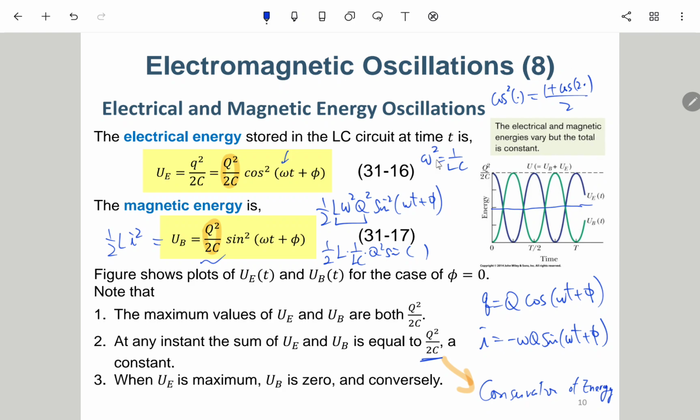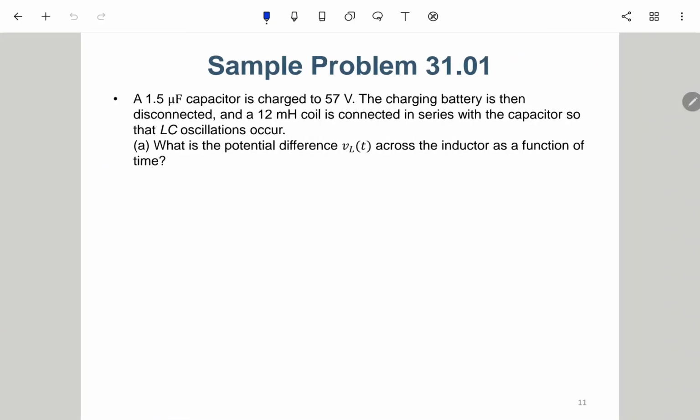就是大概是这意思。Okay, so far any questions? 有没有问题？Okay, so now we have a sample problem.